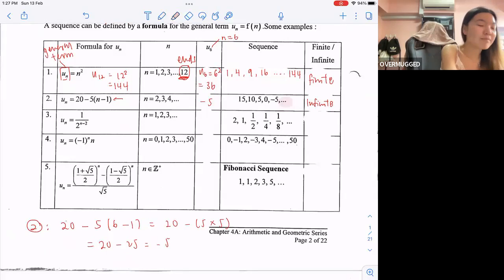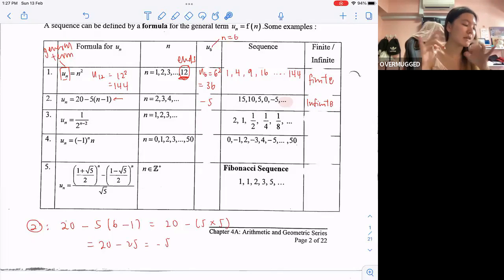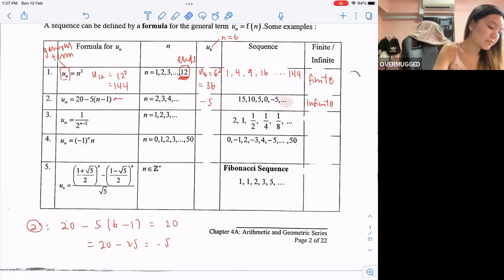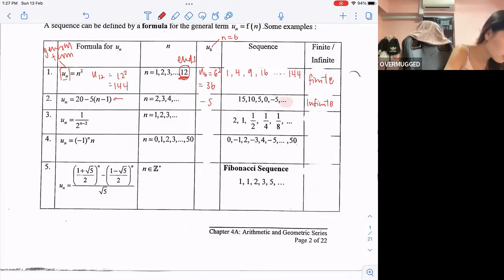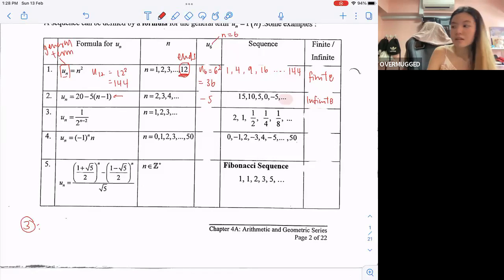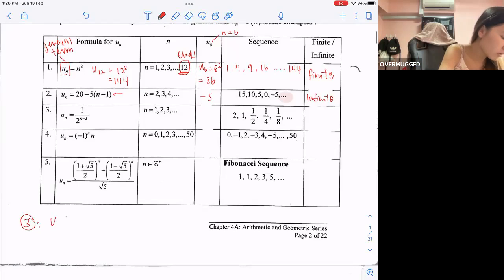Now let's do row number 3. Row number 3, we have 1 over 2 to the power of n minus 2. What will my U6 be? Can you guys type in the chat, what will my U6 be? I'm going to erase this so that we can do row number 3 together. So just take some time to calculate what U6 will be for row number 3.